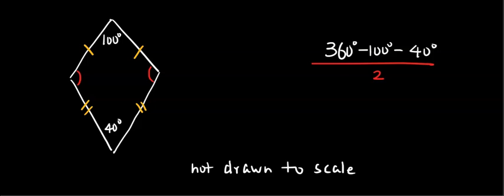Go ahead, pause the video, see what you have. I have 360 minus 100, that is 260. 260 minus 40 is 220. 220 divided by 2, I got 110. That's it. So we're going to label it here and label it here. We call it all done.